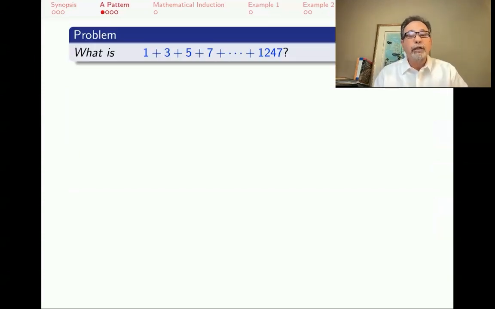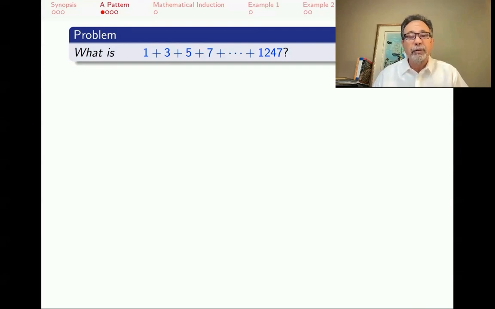I want to add 1 plus 3 plus 5 plus 7 all the way until 1247. In other words, I want to add all the odd integers from 1 up to 1247. If I had patience, I could just sit there and add them. But that's not what I want to do. Mathematics is all about trying to find patterns and trying to be lazy. Is there a way that I could do this without adding them all?